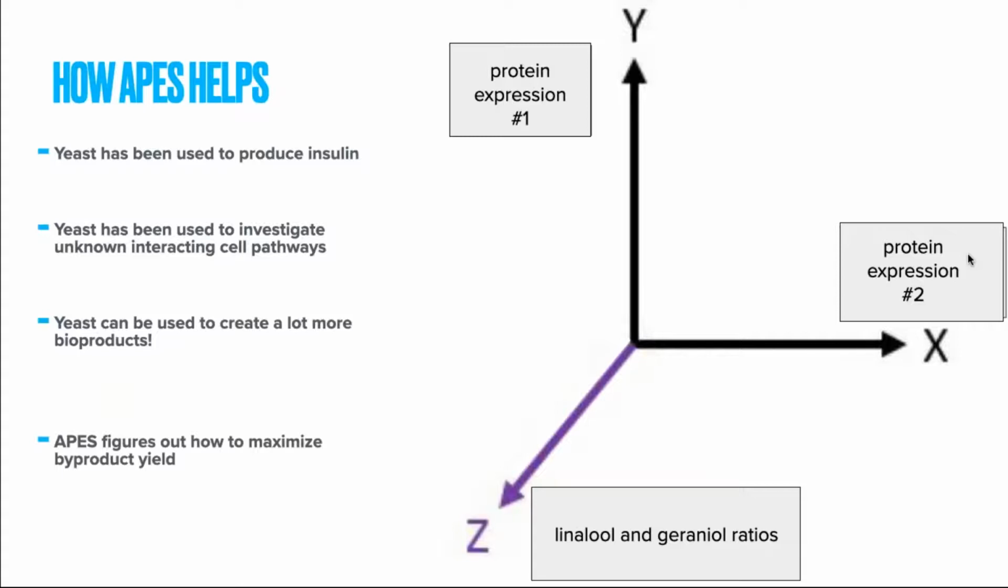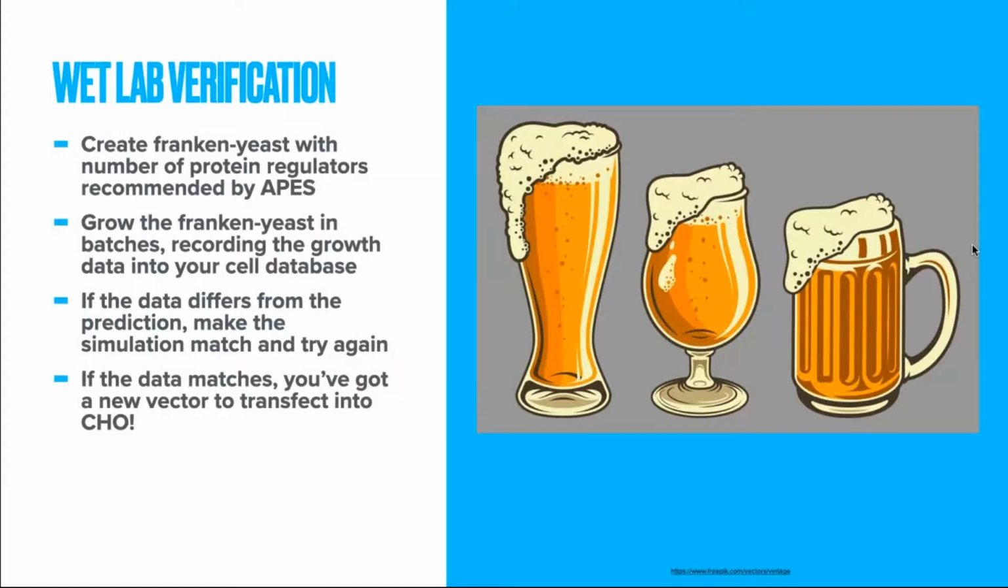All you need to figure out is how to get the biggest byproduct yield of this metabolic process that already exists in the yeast, but that you have created some edit to, right? You've modified the yeast's DNA to produce a different byproduct, right? And you verify this in the wet lab, right? Where you create Franken yeast with a different number of protein regulators. So those control how much of a certain protein is expressed, right? Those are your inputs.